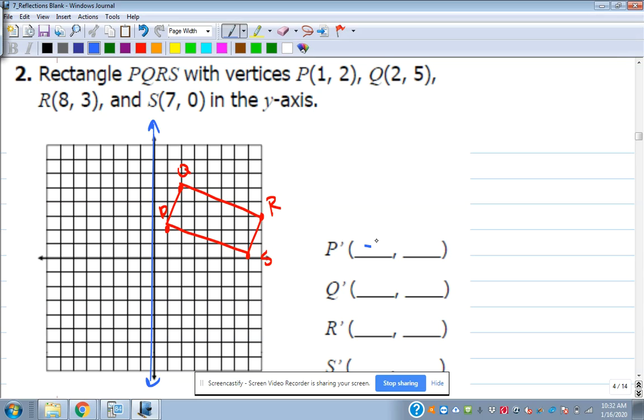So P prime will be at -1, 2. Q prime will be at -2, 5. And then R prime will be at -8, 3. And then S prime will be at -7, 0. And we draw, and I just messed up on my R prime. There we go. Draw that beautiful little rectangle, reflecting across that line. Nice and easy out of that.